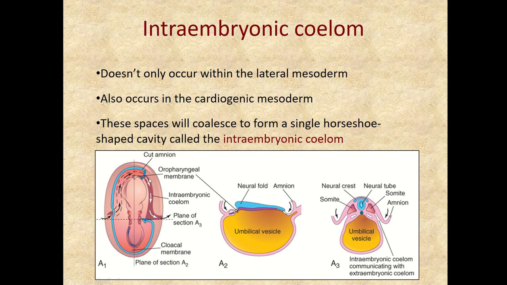It also happens up in the cranial aspect of the embryo in the midline. You can see this entire area where the coelom occurs. And this is the region that's called the cardiogenic mesoderm, because it's going to develop into the heart and associated structures. So all of this coelom that develops and expands, it kind of forms a horseshoe shape that we refer to as the intraembryonic coelom. And this is important for forming our body cavities.